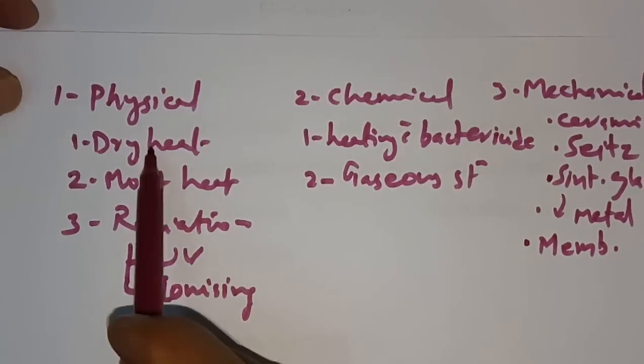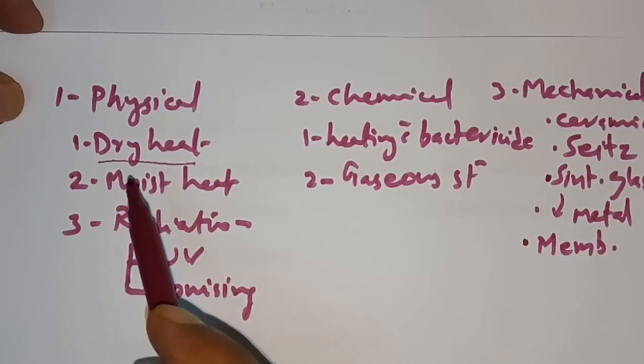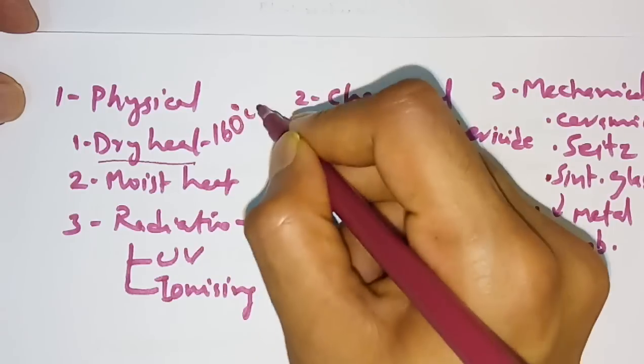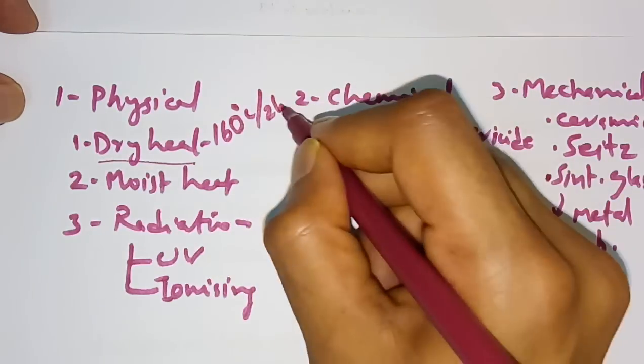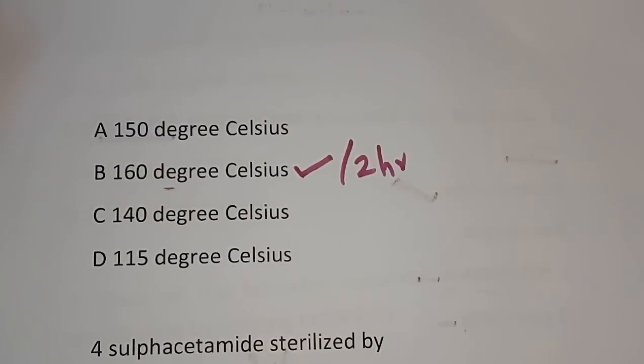The question was on dry heat sterilization. In case of dry heat sterilization, what was the temperature? 160 degrees Celsius for two hours. That was the dry heat sterilization. Now we will move to question number 4.